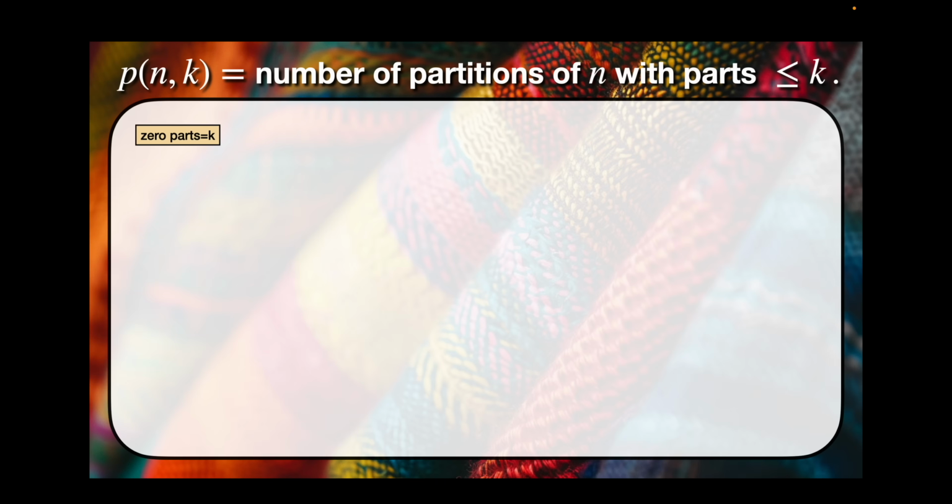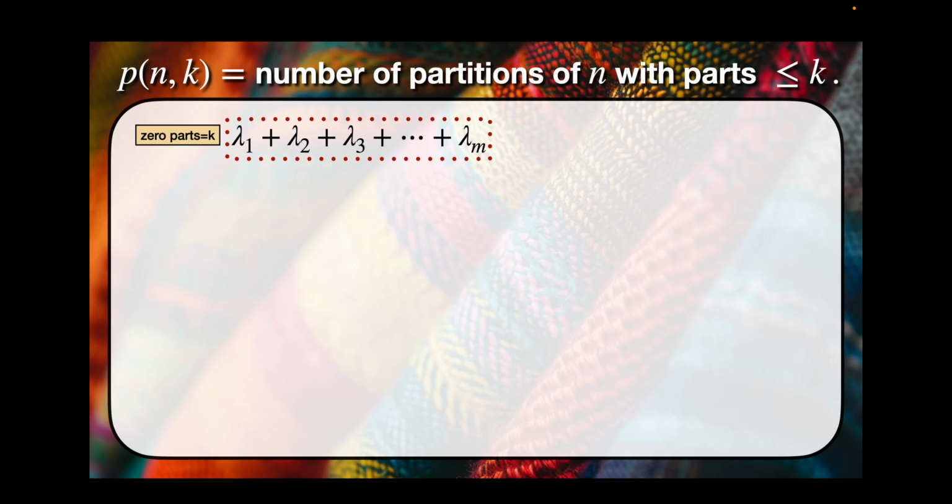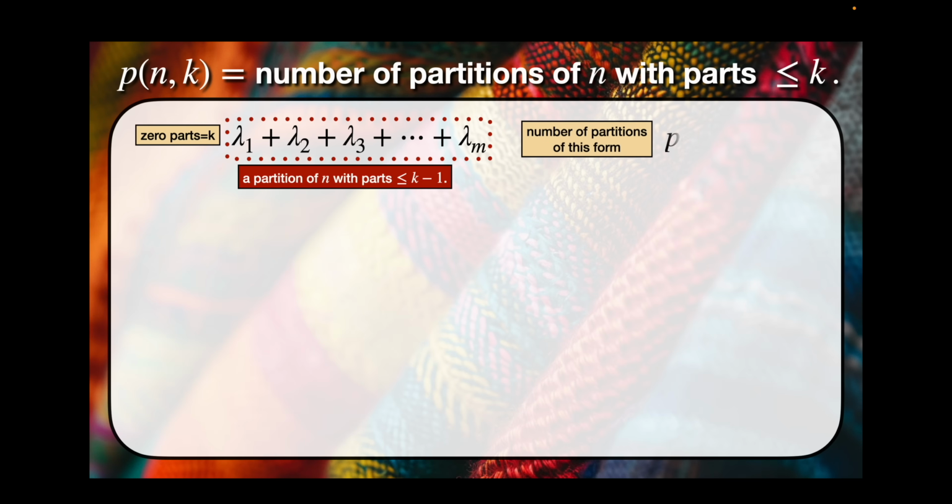So if we take the general case, p of n, k, here we're looking at partitions of n with parts less than or equal to k. We can split this into pieces. So we could have 0 parts equal to k. And so maybe we take a partition that has that rule, we'd say it's lambda 1 plus lambda 2 all the way up to lambda m. Well, notice if 0 parts are equal to k, then this is really just a partition of n whose parts are less than or equal to k minus 1. And then how many partitions are of this form? Well, there's p of n, k minus 1.